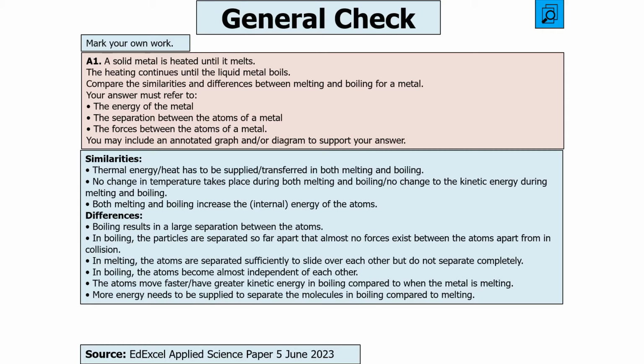Now, in terms of the melting and boiling, it's a change of state. So we know during a change of state, there'll be no change in temperature because there's no change in the kinetic energy store of the substance, only the potential energy store. Now, what are the differences?